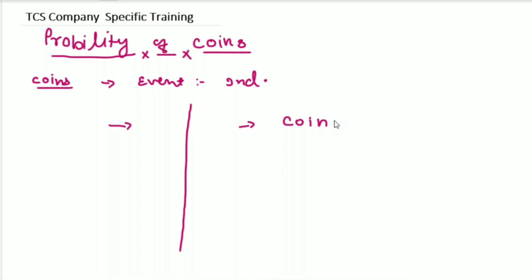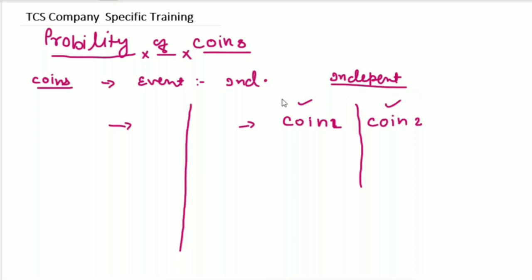Now, whatever comes on coin 1, does it have anything to do with whatever comes on coin 2? There is no relation at all. Whatever is on coin 1 is coin 1's thing, and whatever is on coin 2 is coin 2's thing. That's as simple as this, right? So this kind of event we call an independent event. This is purely an independent event story.